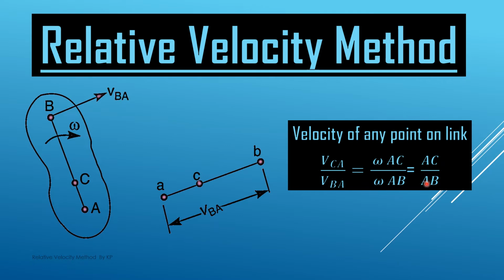AC we know, AB we know, because the location of point C is known, so all the distances we know. We know the value of VBA, because VBA is nothing but R into omega, that is BA into omega. So from here we can find the value of VCA. Or from this velocity diagram we can also measure this AC, and this gives the velocity of point C with respect to point A.